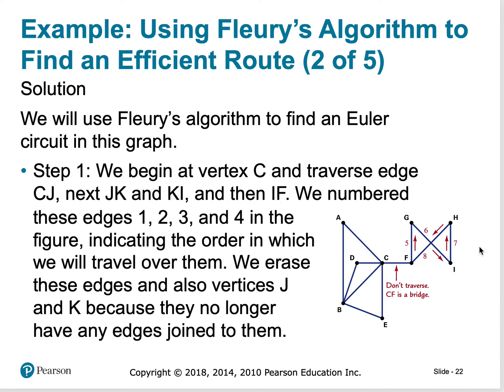So if I use this algorithm to find the Euler circuit, the first step is to start at C and traverse the edge CJ, then JK, KI, and IF. These edges are numbered 1, 2, 3, and 4 in the figure, and they indicate the order in which people are going to travel them. We're going to erase these edges and also the vertices because they no longer have any edges joined to them. So I am disconnecting those pieces.